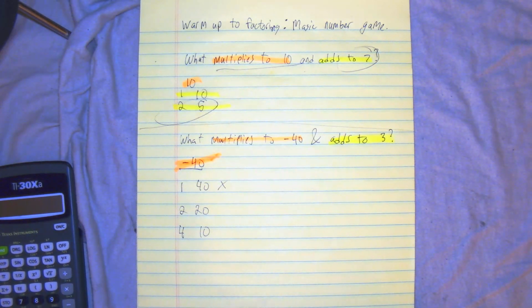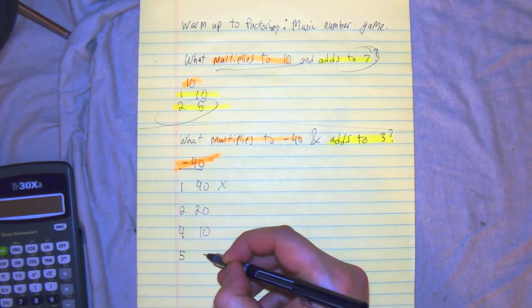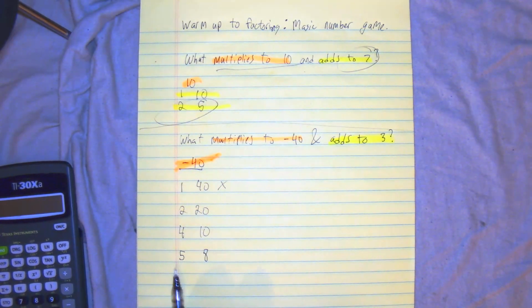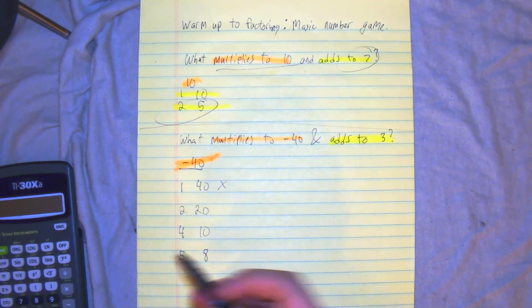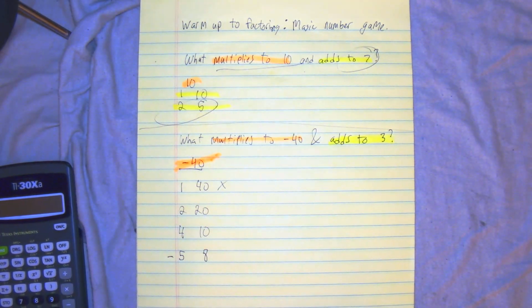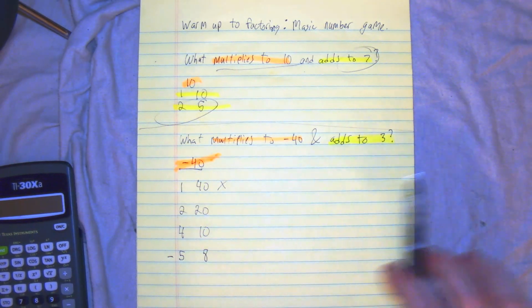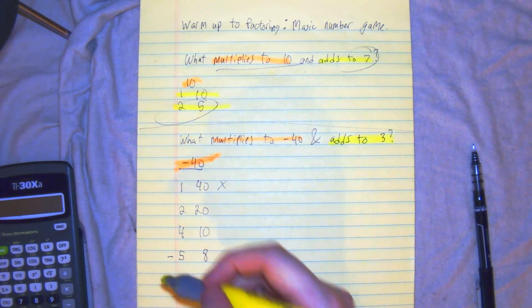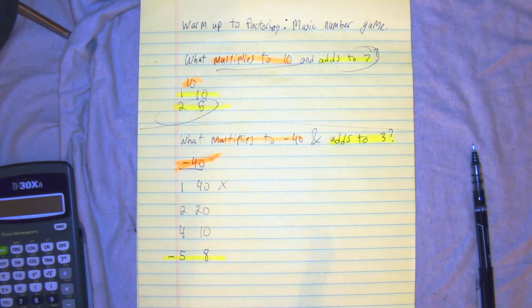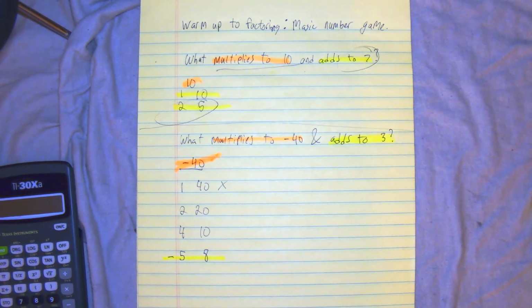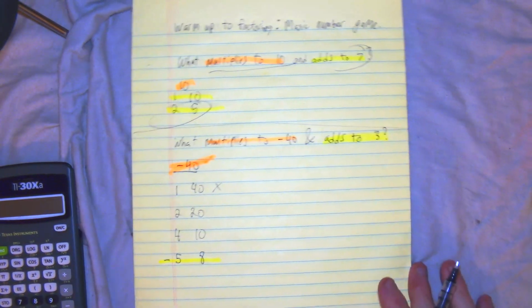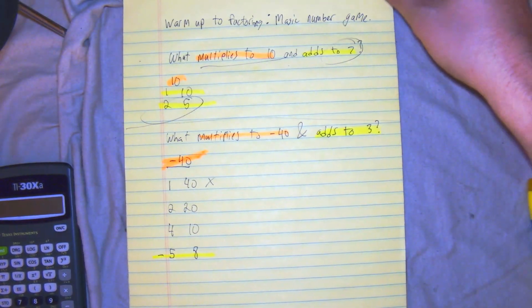Let's try the next one, 5 and 8. 5 times 8 will give us 40. We need to make it negative and it has to add up to 3, so that means the 5 has to be negative. So our magic numbers here would be negative 5 and 8. Alright? Let's try one more, and then we will start the process of factoring.